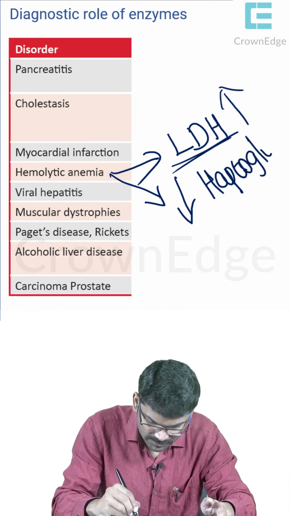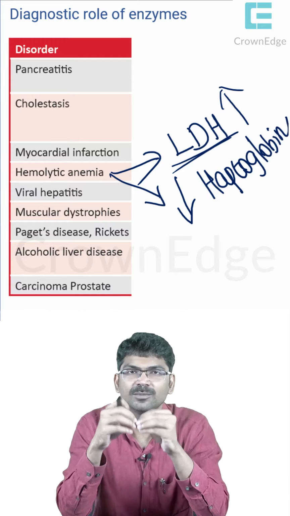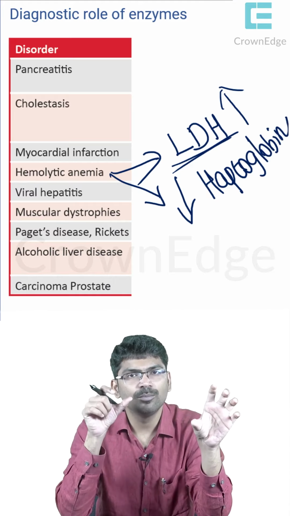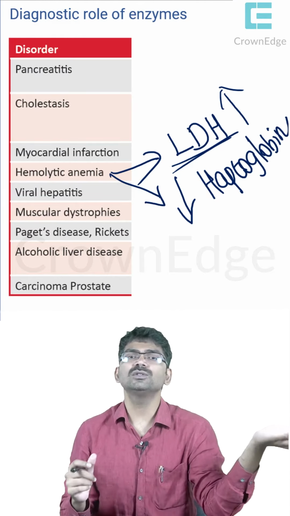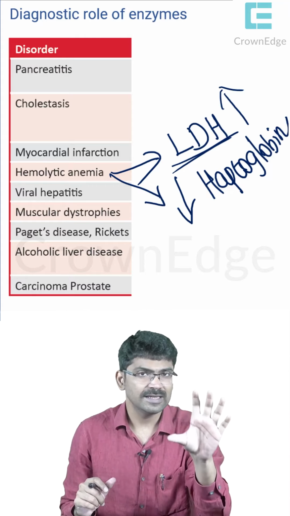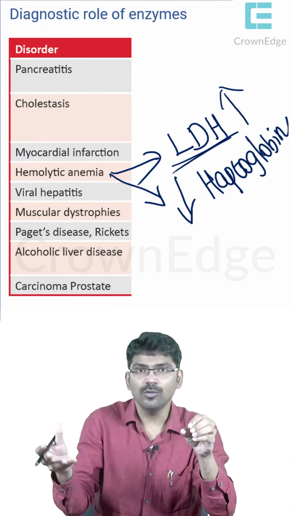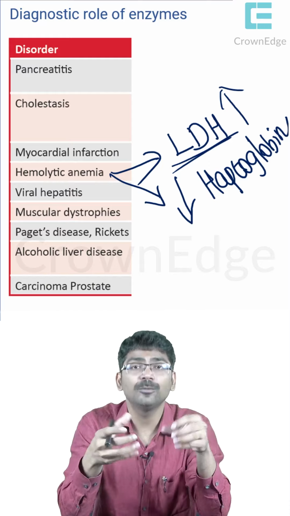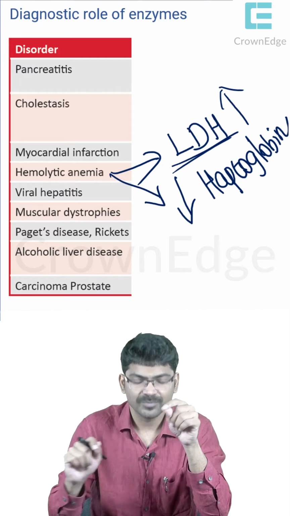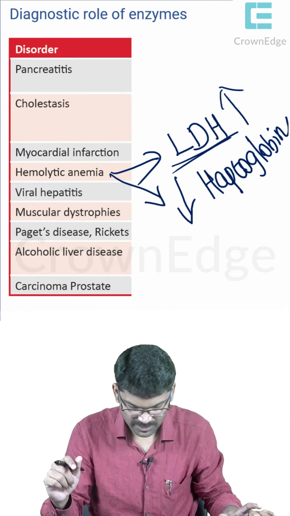What is haptoglobin? First of all, what is hemoglobin? You know, hemoglobin is the transporter of oxygen, right? Haptoglobin is a protein which binds to free hemoglobin, because hemoglobin usually stays inside the RBCs. If it comes out, which will bind? Haptoglobin will bind, right? So decreased haptoglobin is an indicator of hemolytic anemia, right?